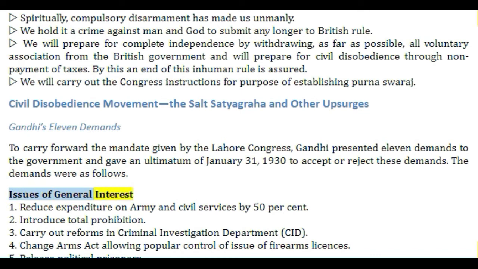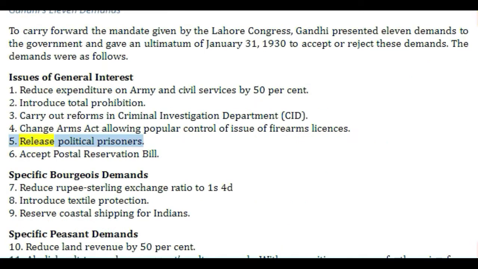Issues of general interest: 1. Reduce expenditure on army and civil services by 50%. 2. Introduce total prohibition. 3. Carry out reforms in Criminal Investigation Department, CID. 4. Change Arms Act allowing popular control of issue of firearms licenses. 5. Release political prisoners.